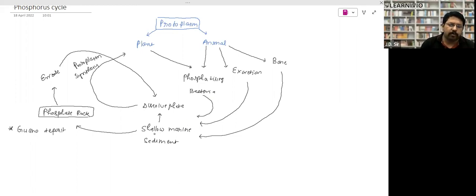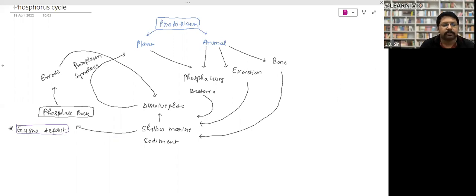And it is found in the form of marine sediment. Some amount of this sediment gets deposited in the form of rock. This is called guano deposit, and these become the phosphate rock. Now the phosphate rock gets eroded, and the phosphate gets dissolved with the water, and it remains in the dissolved form. Some of this dissolved phosphate is taken back by the plant. So this is the simple cycle of the phosphate.